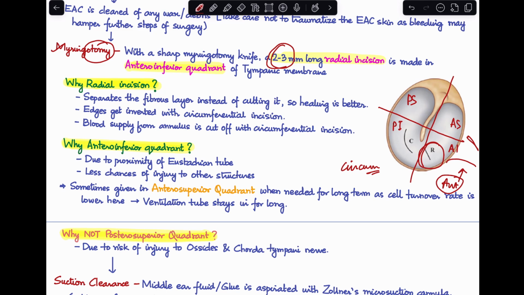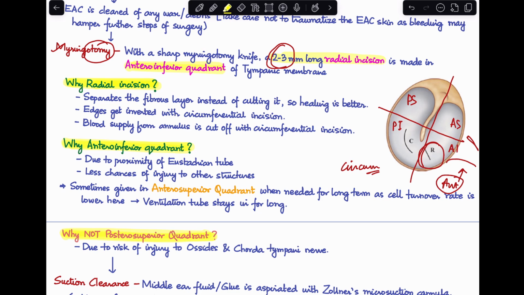So, is the anteroinferior quadrant the only quadrant that you can give an incision in? No. Sometimes you may need to give an incision in the anterosuperior quadrant also. Now, if you do end up giving it in the anterosuperior quadrant, can you tell me why the anterosuperior quadrant is chosen and not the posterior quadrants?